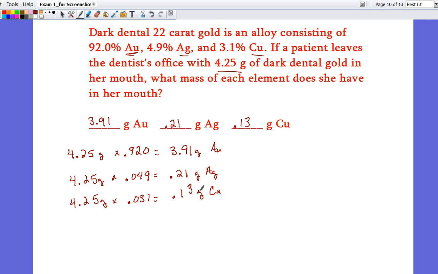We did have to round those numbers a little bit, but you should be able to add them up and get at least very close to the total 4.25 grams, and that actually does come up to be 4.25 if you added those up for your total amount. So that way you get the contribution of mass from each individual element in units of grams.